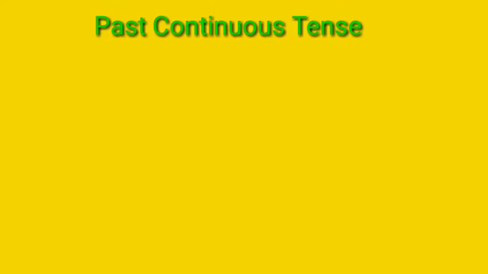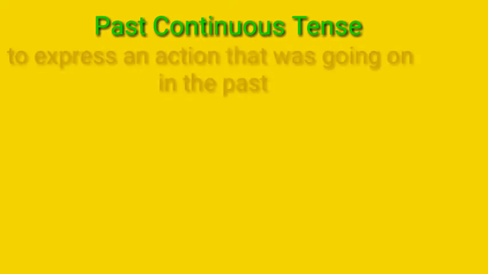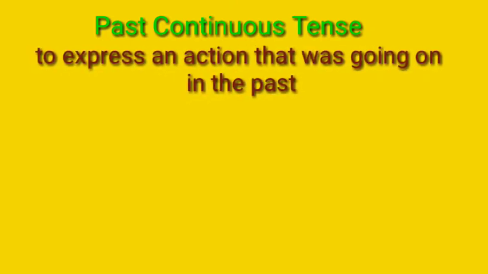Next, let us learn about past continuous tense. Okay. Past continuous tense we use to express an action that was going on or continuing at some point of time in the past. Okay. Present continuous means that is going on at the present time. Okay, and past continuous means it was going on at some point of time in the past.